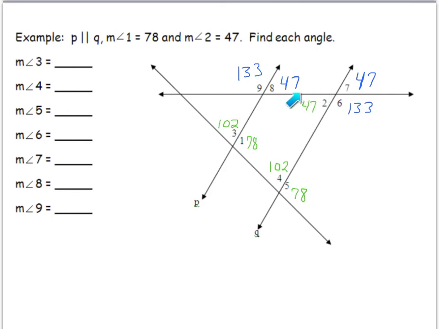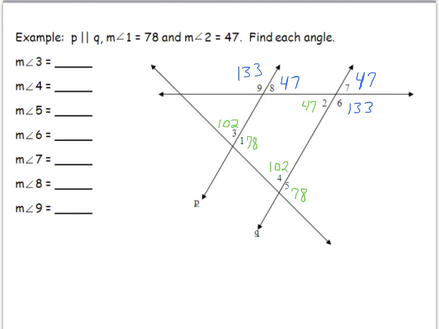Now, I noticed angle 2 and angle 8 made the letter Z, and remember, Z's are alternate interior angles. So alternate interior angles with lines that are parallel, we said, were congruent. So angle 8 and angle 2 would have to be the same measurement, meaning angle 8 would be 47. And for angle 9, either you could do the linear pair for 8 and 9, or you could realize that angle 6 and angle 9 are alternate exterior angles. They make the letter V, so they should be the same exact measurement.